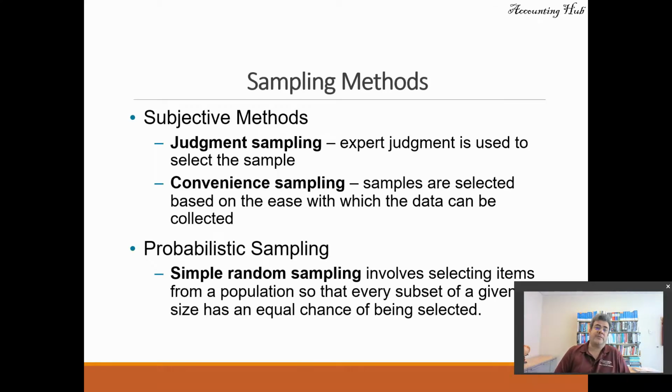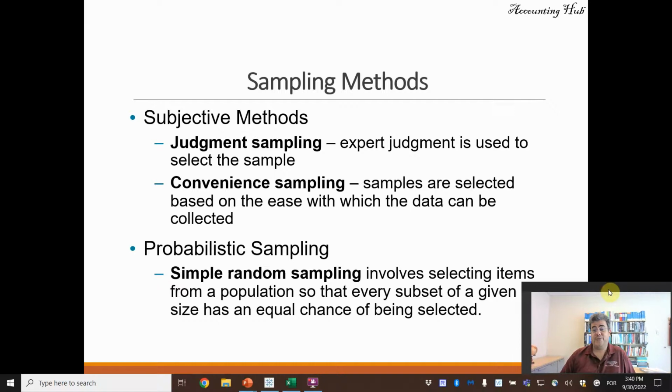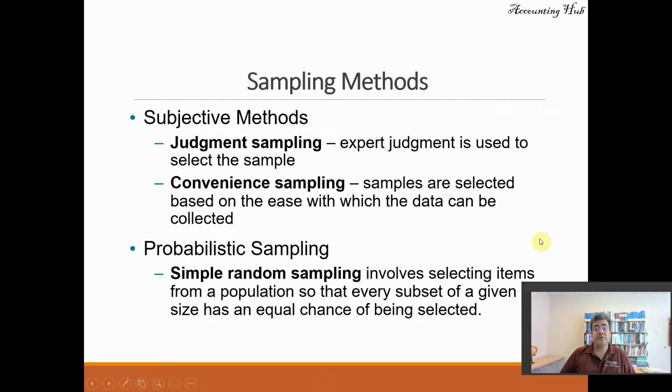So, sampling methods. Subjective methods, use them when you have no other chance or when you cannot use probabilistic sampling. Simple random sampling involves selecting items from a population so that every subset of a given size has an equal chance of being selected. That is why using software is much better, because software guarantees an equal chance of being selected. If you do it manually, it has your own bias, even if it is unconscious.